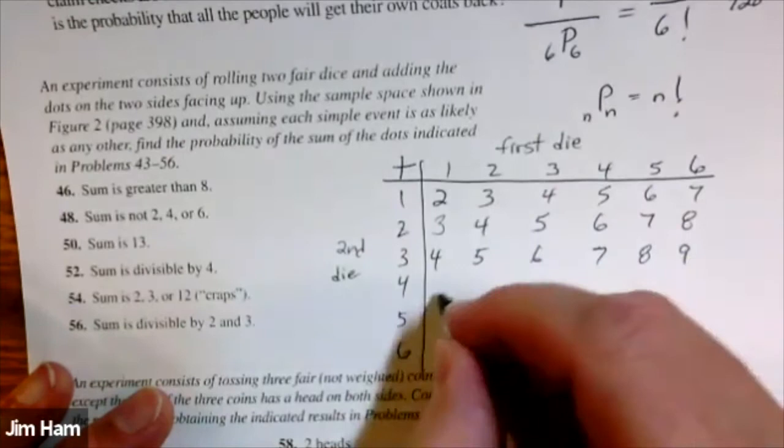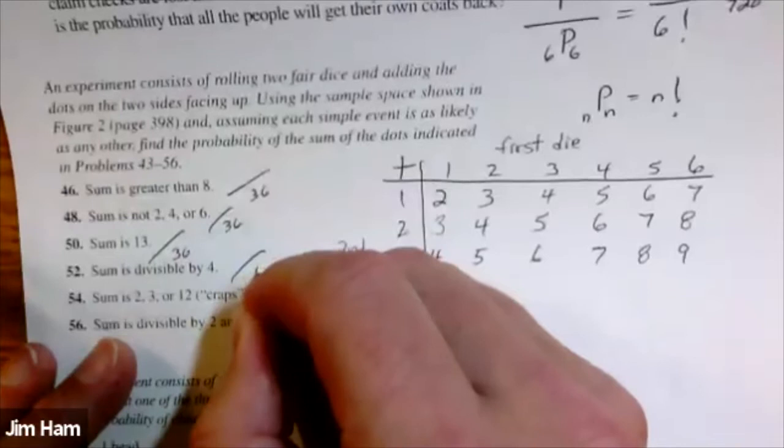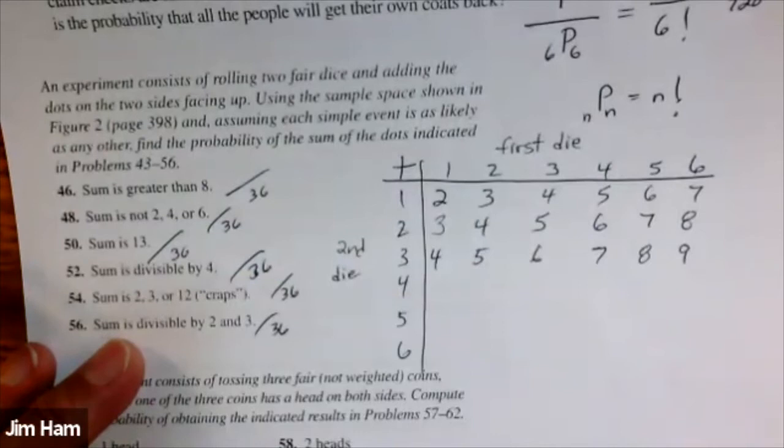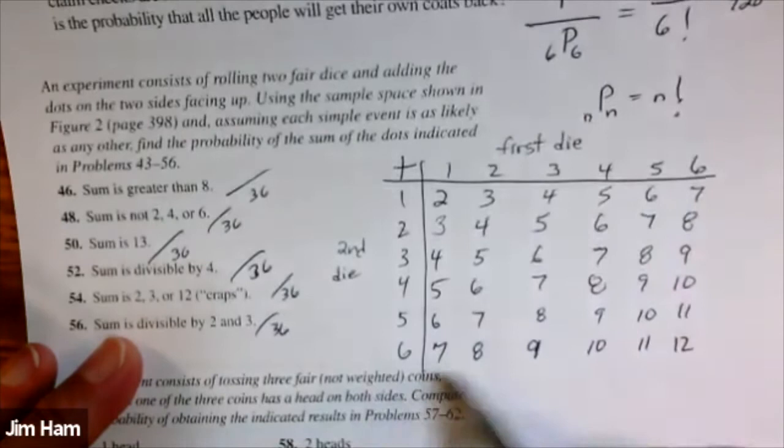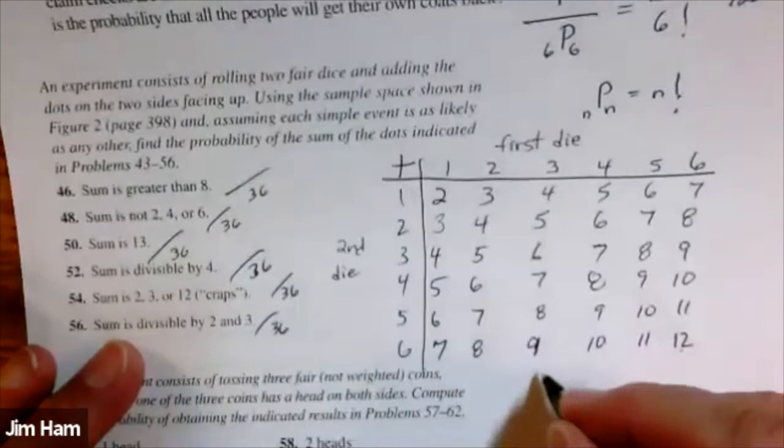And so 36 is going to be the bottom number on all of these problems. I mean, not always. They can ask them in a slightly different way, and 36 might not be the total. But of those 36 outcomes, how many of them will create a sum greater than 8, and so on. So let me finish this table, and then we'll go through. And 6, 6, 12 is the highest outcome.